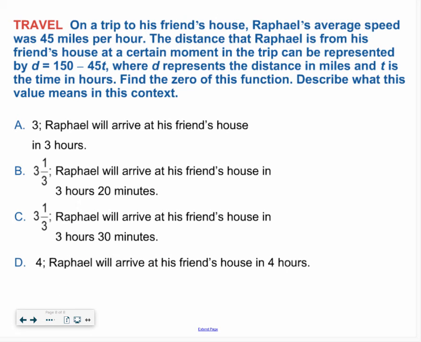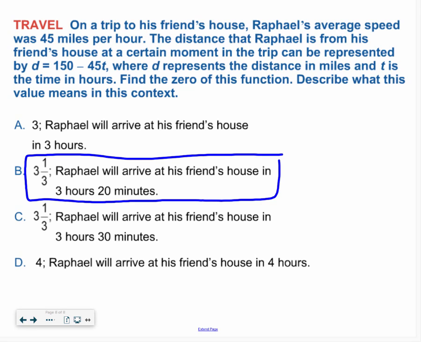All right, go ahead and try to figure this next one out on your own and see how you do. Hopefully you ended up with 3 1/3, and that it means Raphael will arrive at his friend's house in 3 hours and 20 minutes.